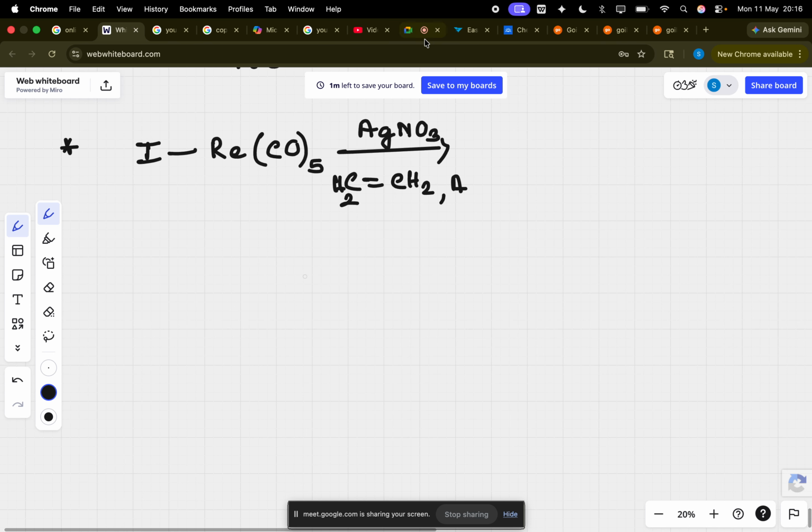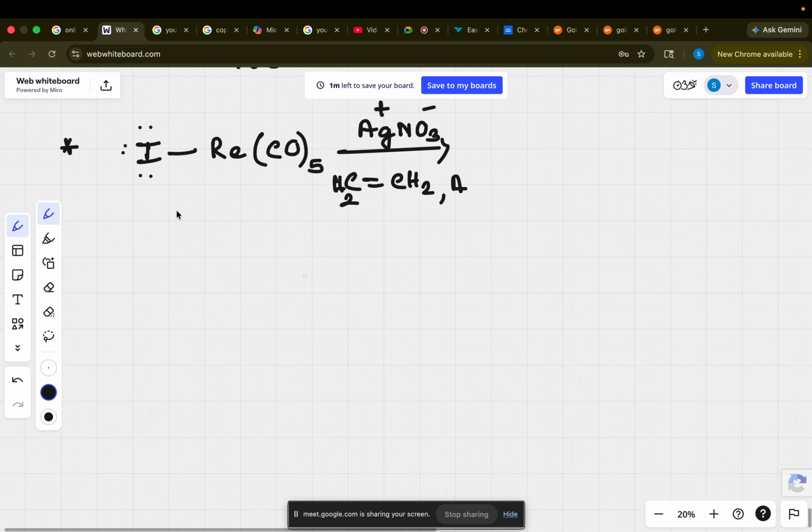So what will happen here? Silver nitrate is basically silver plus, Ag+, and NO3 minus, right? Iodine has a lone pair, you already know that. So what will happen initially? This silver nitrate will react with the iodine center, or you can say that iodine will donate its lone pair to silver plus.